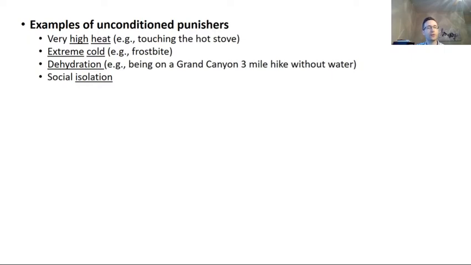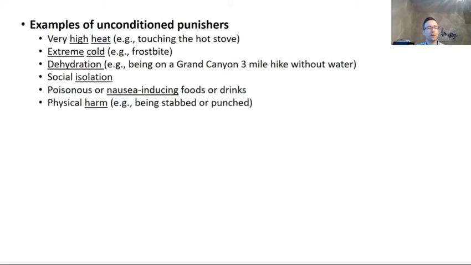So any behavior that produces social isolation could be punished by social isolation, and that wouldn't be due to learning. That would be an unconditioned punisher. Poisonous or nausea-inducing foods or drinks. Physical harm, such as being stabbed or punched. So the stabbing or the punching would be unconditioned punishers that would decrease the future probability that you engaged in the behavior that resulted in stabbing or punching.